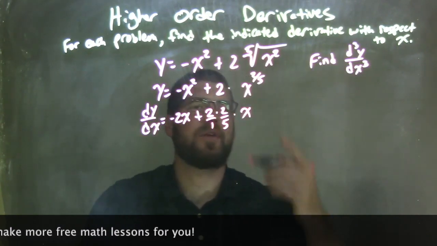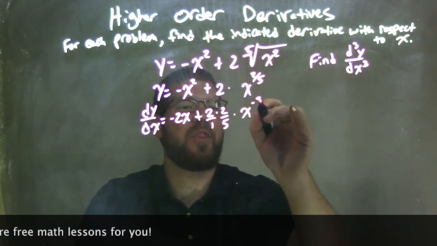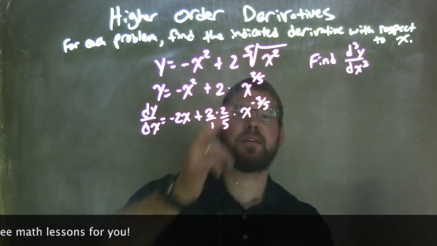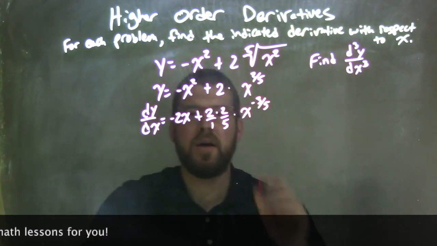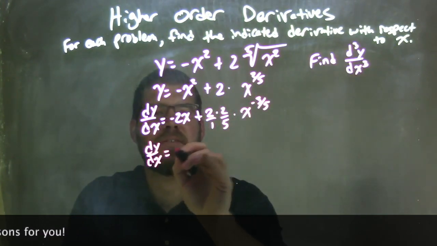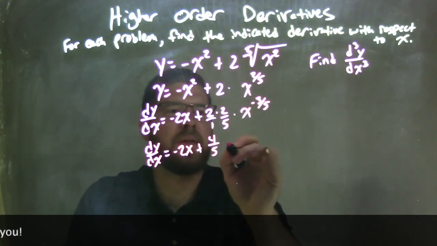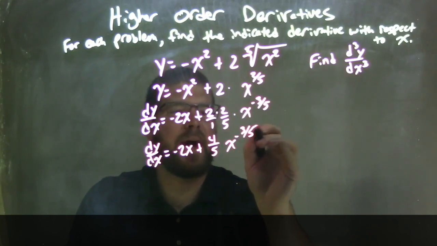When we subtract the exponent by 1 whole unit, that's a negative 3/5. We're subtracting 2/5 by 1, which is negative 3/5. So to simplify that, we have dy/dx is equal to negative 2x plus 2 times 2 is 4, so we have a 4/5 here, x to the negative 3/5 power.